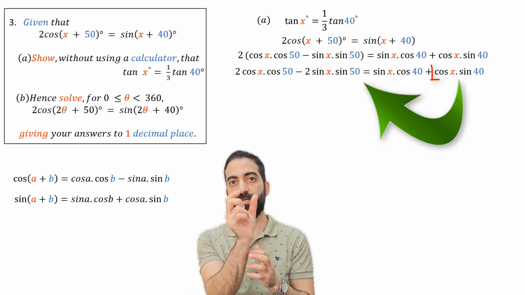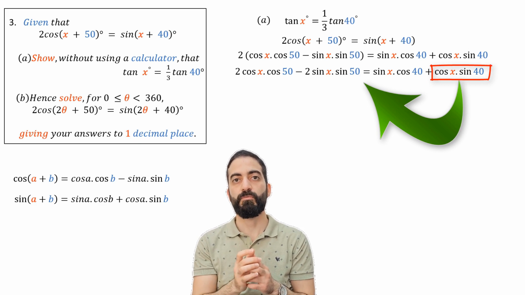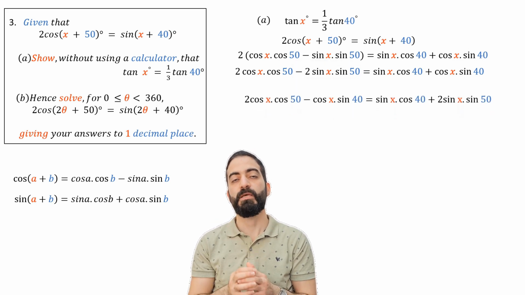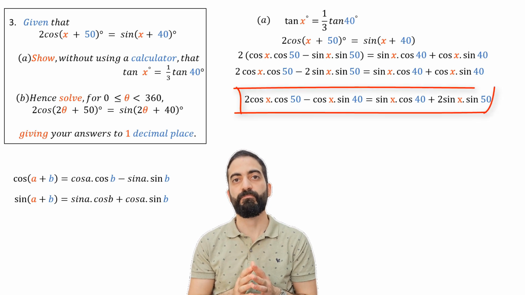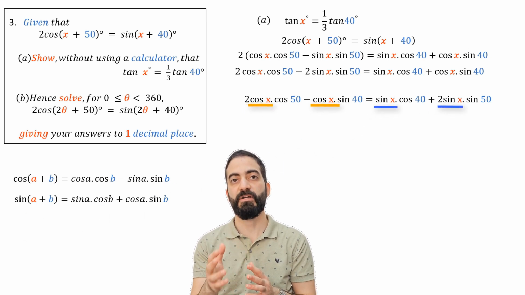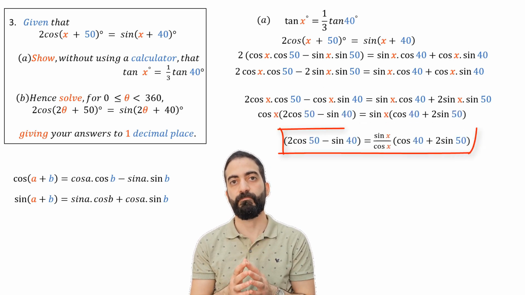Now we take the cos x sin 40 before the equal. We also take the minus 2 sin x sin 50 to after the equal. So we have this form. Now we take cos x as common factor, and also here we take sin x as common factor. Now we divide by cos x and we have this form.